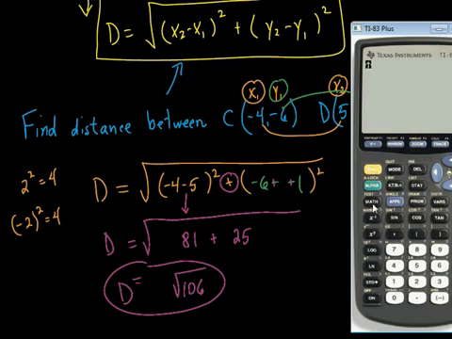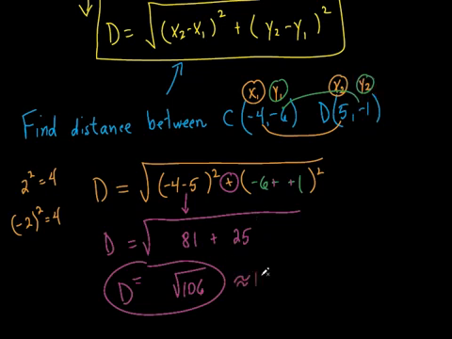So let's see. It'd be square root of 106. And that would be about 10.3 if we round it. I'll put approximately 10.3. But to tell you the truth, I would just keep it the square root of 106. Okay, no reason to try to put it into a calculator. You could always make a mistake that way. I would just keep it just like that.